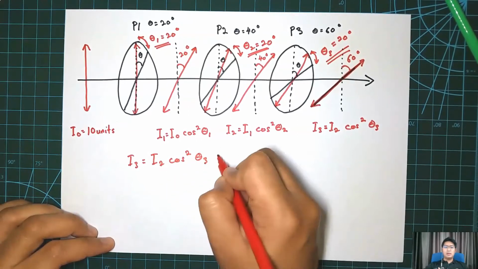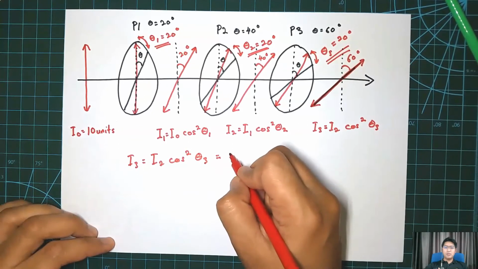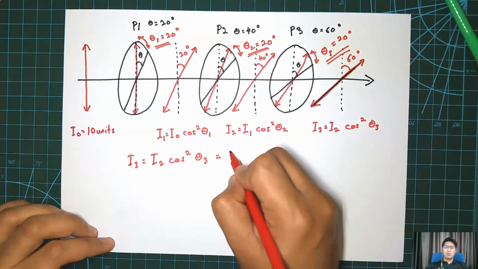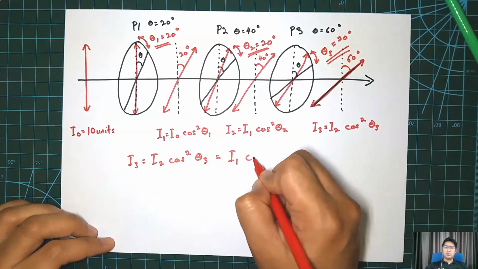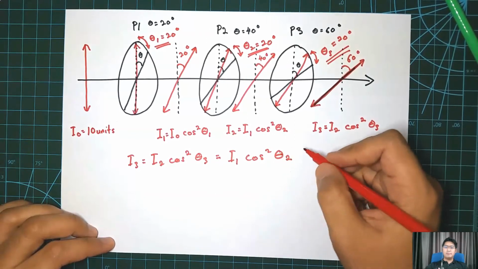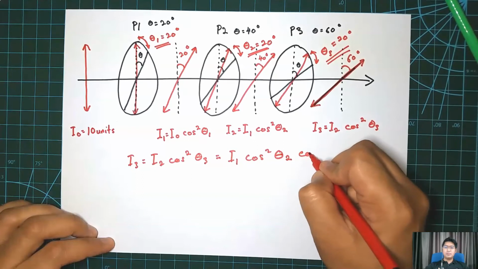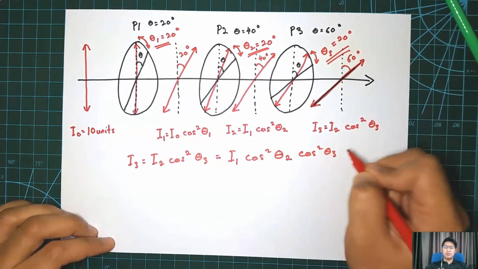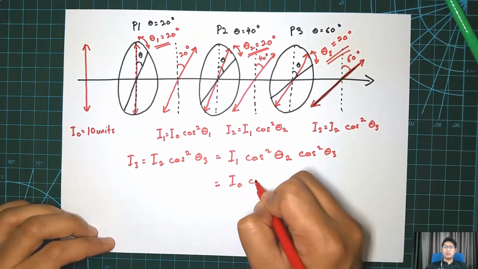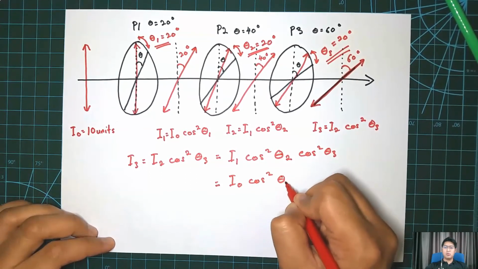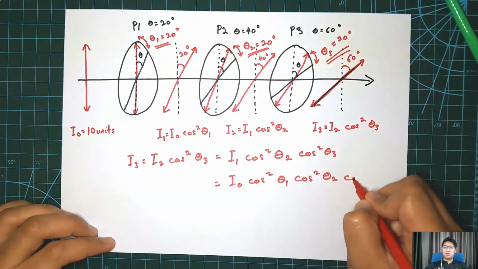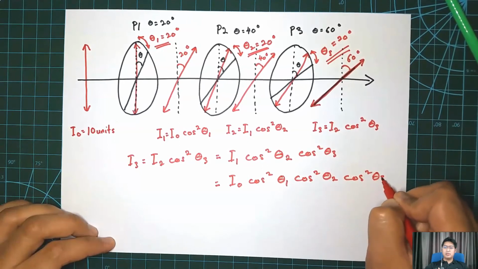Okay, and then for the final intensity, I3 equals I2 cos square theta 3. Theta 3 is 20 degrees, the angle between the transmission axis and the incident light. So I3 equals I1 cos square theta 2 cos square theta 3, which equals I naught cos square theta 1 cos square theta 2 cos square theta 3.